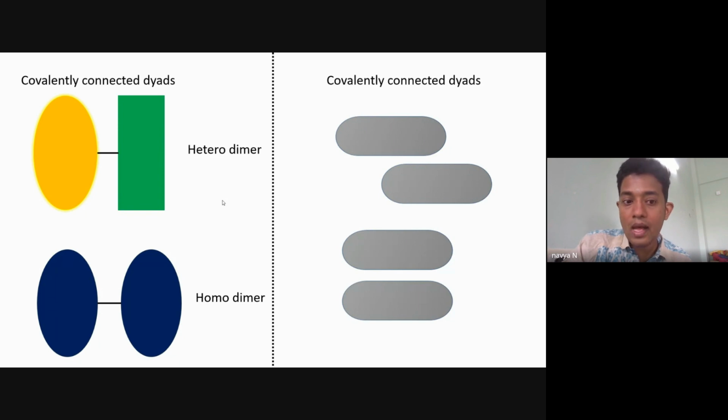So obviously one can undergo oxidation and the other can undergo reduction in the presence of light. This phenomenon will generate a charge separated state. So what is the need of this charge separated state? In natural phenomena, we have the photosynthesis phenomenon, right?